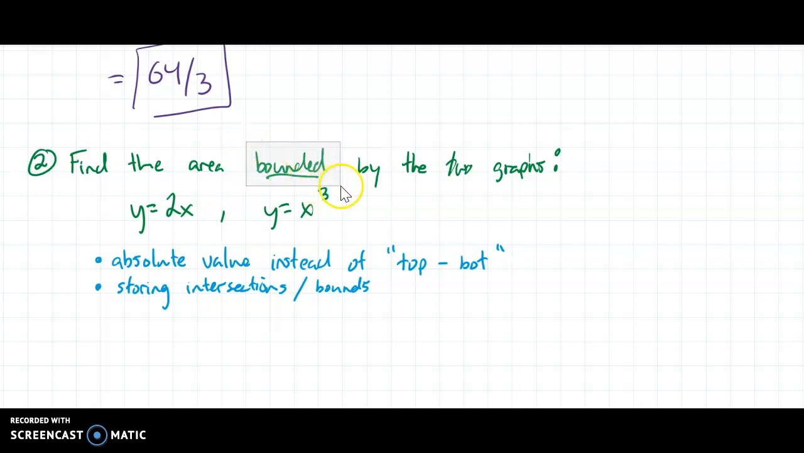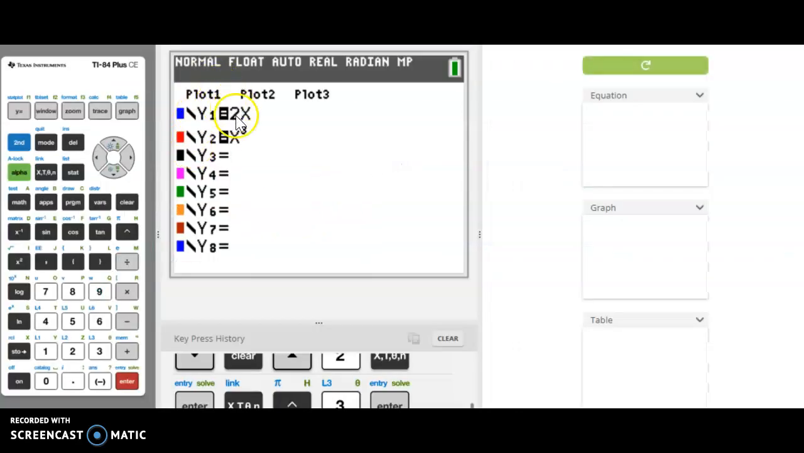So here I want you to find the area, and this is important. I said bounded instead of between. It's a little bit better way to say it, and it's more important in this one, by the two graphs y equals 2x and x cubed. So I'm going to enter those in. Okay, there we go. I got 2x in y1 and x cubed in y2. Hopefully you have the same.